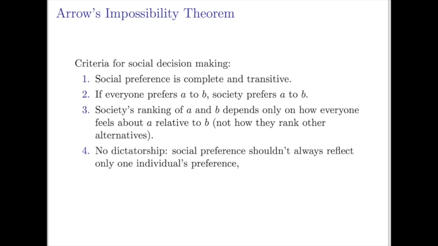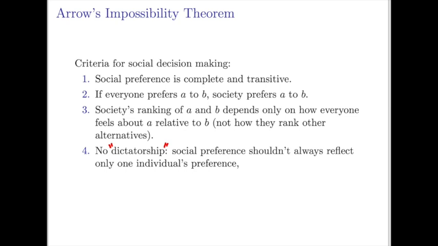Finally, the last requirement is that there's no, quote unquote, dictator. So what do we mean by dictatorship? Well, I would say that an individual is a dictator if, no matter what everybody's preferences are, society's preferences reflect that person's preferences all the time. In other words, the social preference is exactly equal to this one person's preference. Then we would say that person is a dictator. And that doesn't seem like a very good situation to be in. So we'll call that no dictatorship.